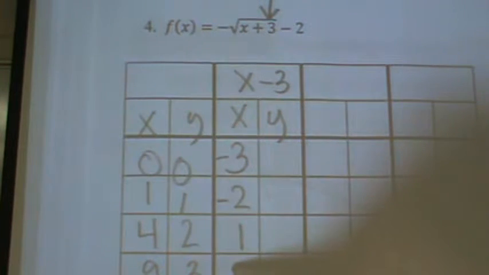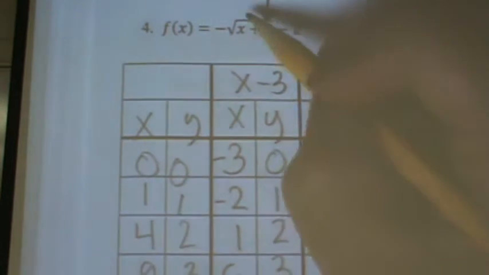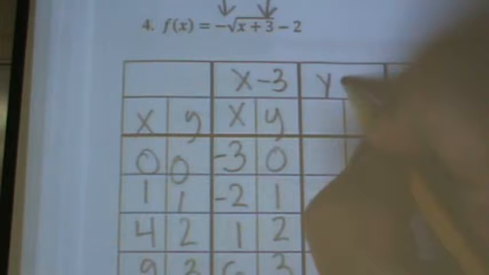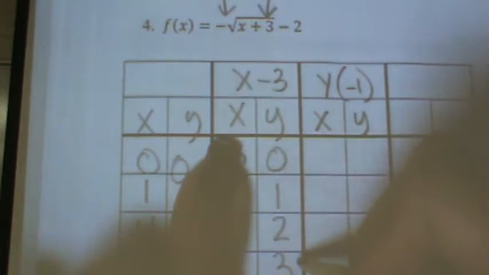-3. Then what? 0, 1, 2, 3. Okay, then what are you gonna do? Y minus 2. Well, first do this. B. Take your y values and multiply them by -1. Right? 'Cause there's a -1 there. What do you get when you multiply these by -1?